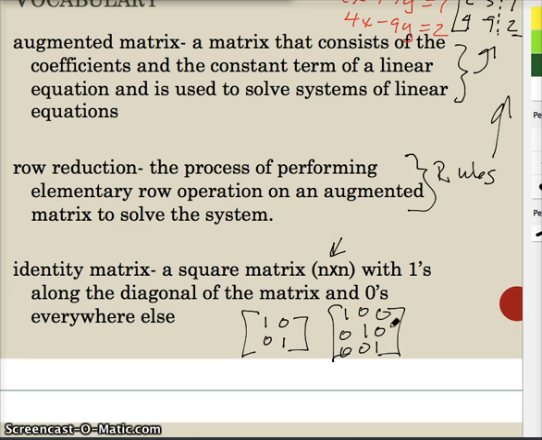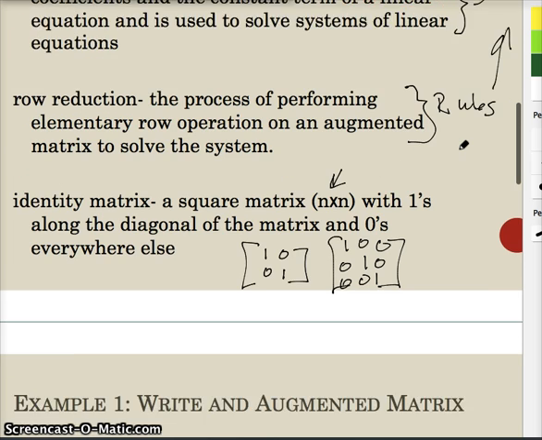So what we're going to do is use these rules that we'll talk about to manipulate the augmented matrix. The manipulation we're going to do is to make sure that the leftmost part is an identity matrix, and that's going to give us the solution. So let's see how to do it.